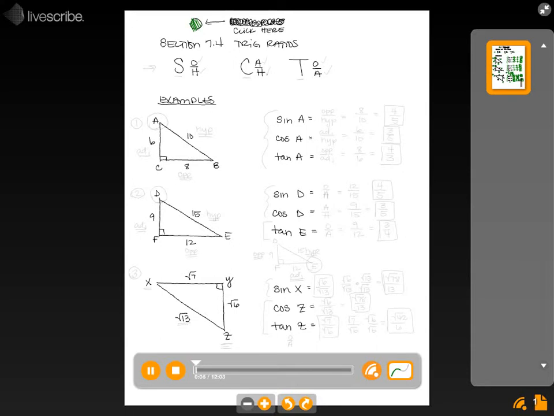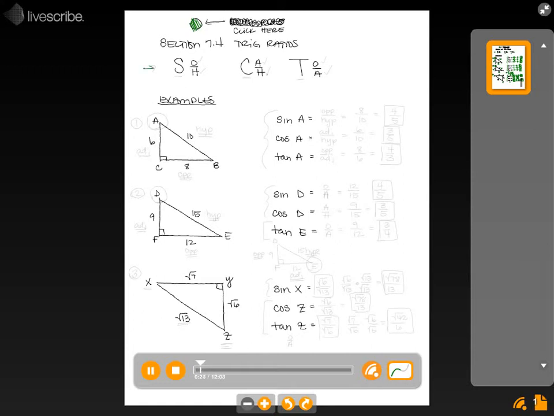Alright, these are your notes for section 7.4 on trig ratios, and this is the example part of these videos. We've already learned the setup, what the trig functions are, the vocabulary words. Here we're going to put those vocabulary words and those functions into some examples and see what you're going to have to do in class.